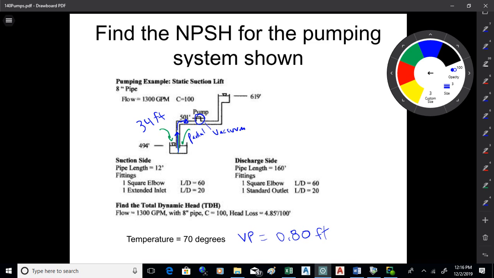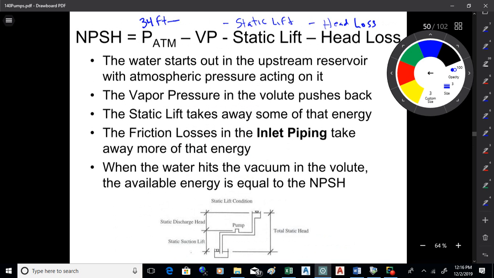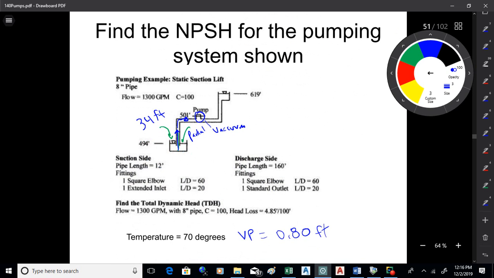So if we want to know how much energy there's going to be in the water when it hits that pump, we start off with how much we've got to start with, which is the atmospheric pressure in feet, which if I don't know any better, I'll call 34 feet. So I'll start with that, and then I'm going to take away the vapor pressure, I'm going to take away the lift, and I'm going to take away the head loss. And that'll get me how much energy I've got left over in the pump. That's how that works.